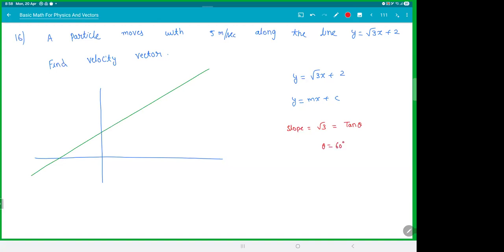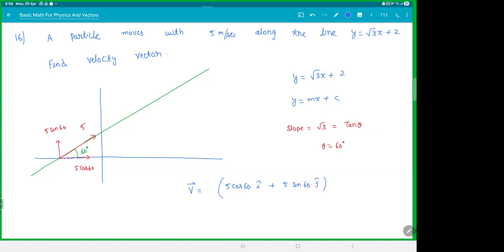Now, this line is not passing through the origin. It doesn't matter. We don't care actually. All we need is the angle, because a vector can be moved parallel to itself and nothing changes. The particle is going along this line with speed 5. So you're done. Resolve into components. The horizontal component will be 5 cos 60. The vertical component will be 5 sin 60. That's what is being asked. So the velocity vector v bar is 5 cos 60 i cap plus 5 sin 60 j cap.